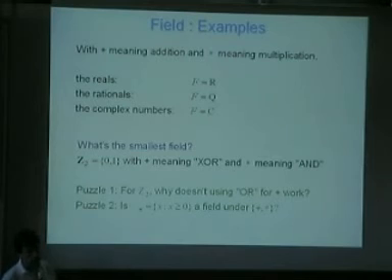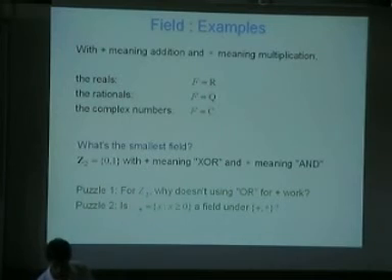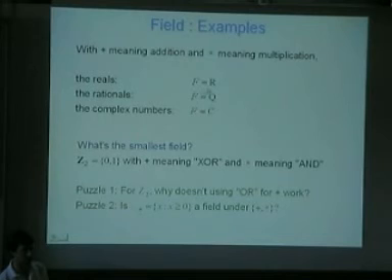So, just some examples, with plus getting addition and times getting multiplication. For the reals, the field, the set is the real numbers. For the rationals, the set is the rational numbers, the mixed numbers. It's always interesting to ask what's the smallest, what's the biggest, how many of them are there.